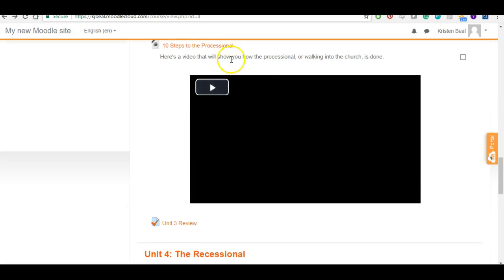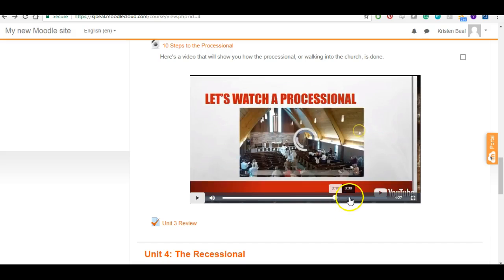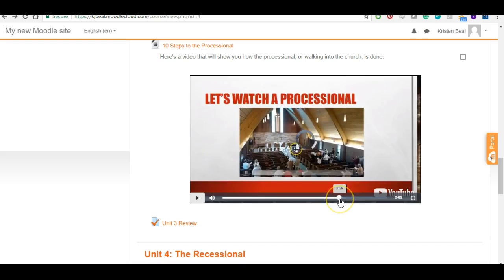Then I created a video that shows how the processional is done. And while it starts out going through all the steps, one of the things that I did at the very end was that I videotaped a processional and then kind of did a play-by-play so that the acolytes would know where they do what they're supposed to do. I'll let you see just a little bit of that.